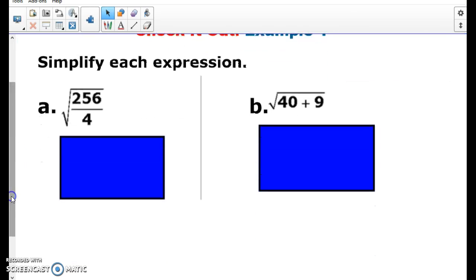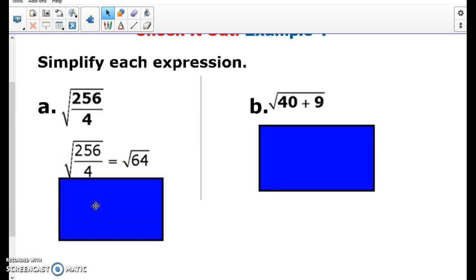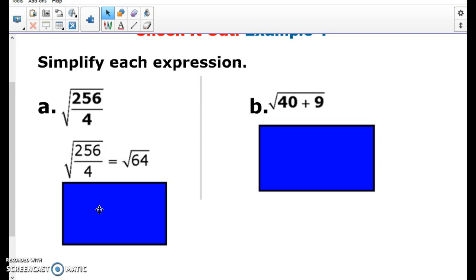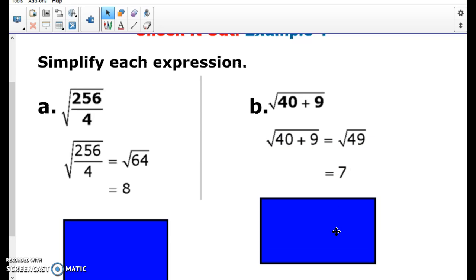Most of the time we'll get problems like this. So square root of 256 over 4, so we can simplify that: 256 divided by 4 is 64, so square root of 64 then would be 8. Or something like this one where I have square root of 40 plus 9. Well, square root of 40 plus 9 is square root of 49. And square root of 49 is 7.